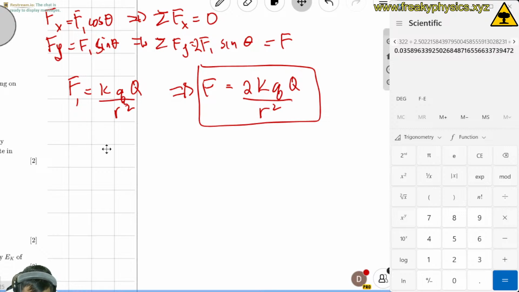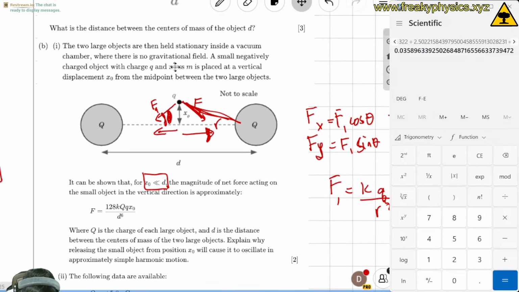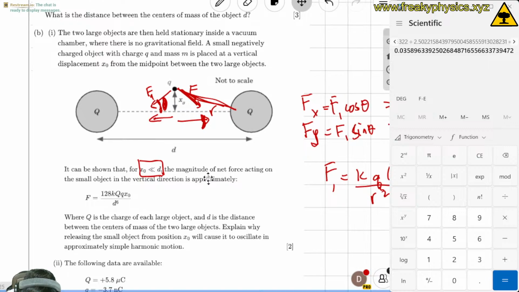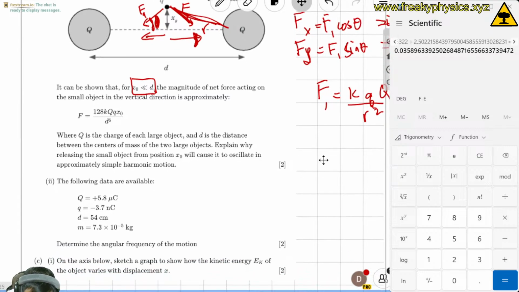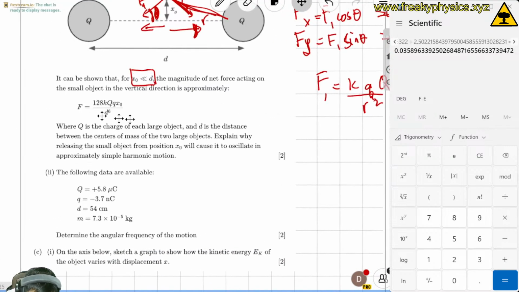Let's see if that works. Oh, did I forget something? Oh, I forgot the sine theta. Now let's express, before we continue, let me see if I missed anything. No gravity, negatively charged, x0. It can be shown that k or a is large. Explain why. Oh, actually, we don't. Sorry, we didn't really have to prove that. We just have to use this. I misread the question. We just have to use this, right?